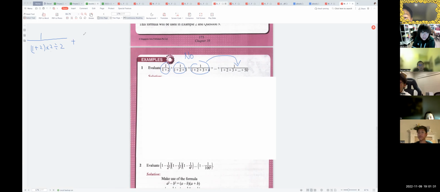Okay, so the next one is 1 over 1 plus 3 times 3 divided by 2. Understand? Correct, Samuel? Correct, Kai? Number 3 is 1 over 1 plus 4 times 4 divided by 2. So that's why the last one is 1 over 1 plus 50 times 50 divided by 2. Get it, everybody?